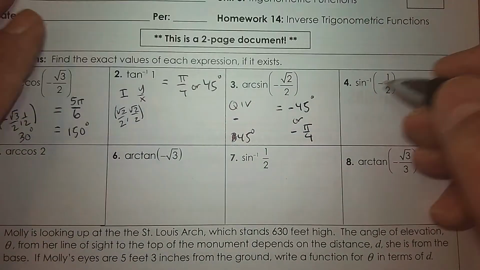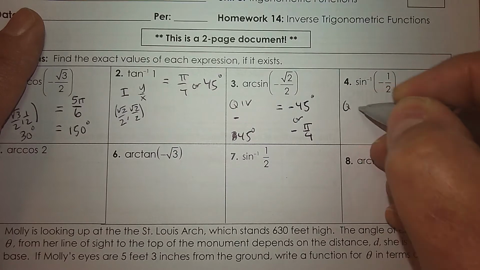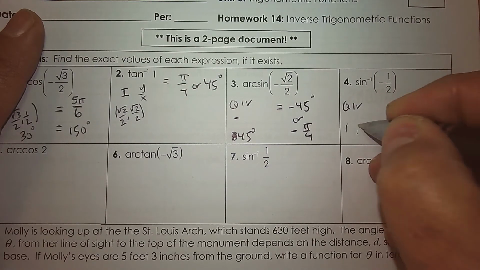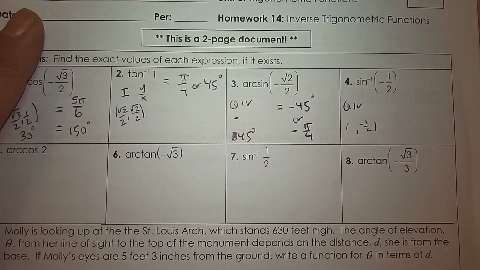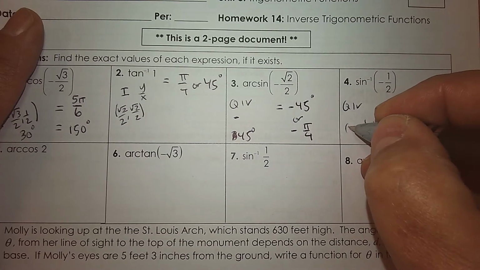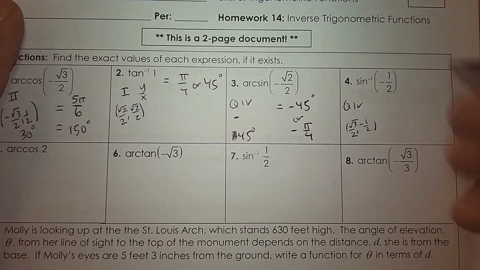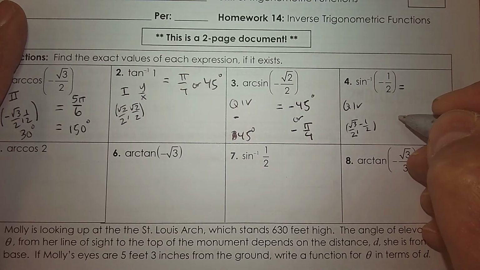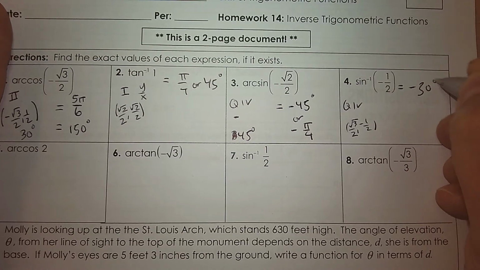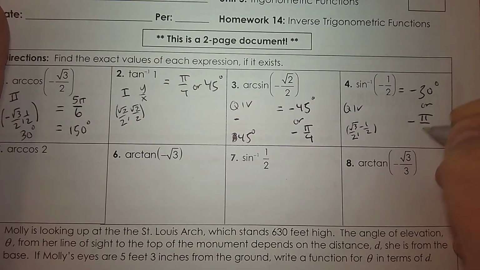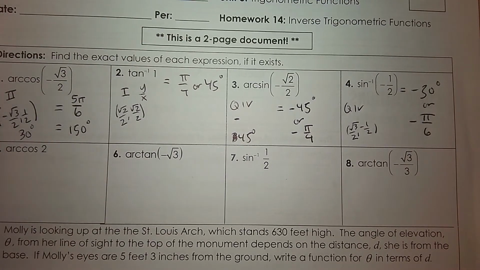Again, inverse sine. So I know it's in quadrant 4. I need to know the y-coordinate. If the y-coordinate's -1/2, that means the x-coordinate must be √3/2. What's the reference angle here? It's 30 degrees. And I write it as a negative angle. So the answer would be -30, or you could write it in radians, which is -pi/6.